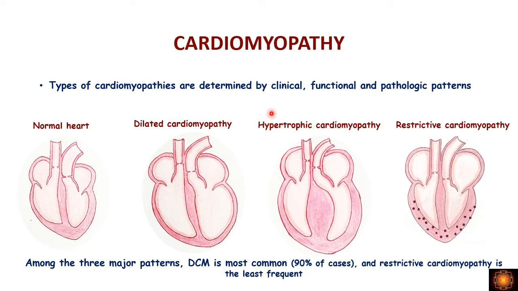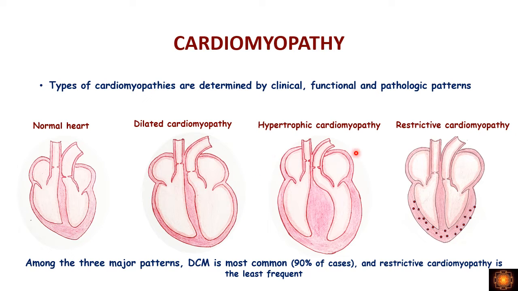Now, depending upon the clinical, functional and pathological patterns, cardiomyopathy has been classified into three major types: dilated cardiomyopathy, hypertrophic cardiomyopathy and restrictive cardiomyopathy. Dilated cardiomyopathy, as the name suggests, this is a normal heart. If you see, the size of the heart is enlarged. So in dilated cardiomyopathy, we have a dilated, flabby heart, which may have somewhat thinned out walls.